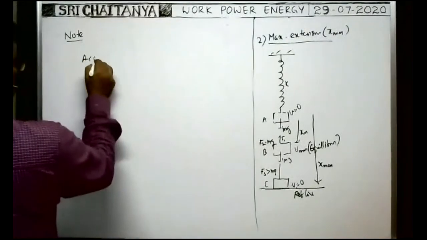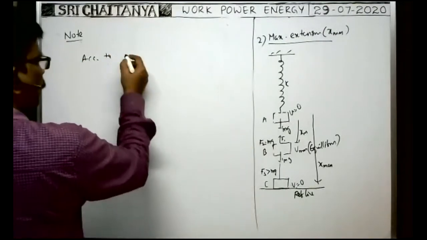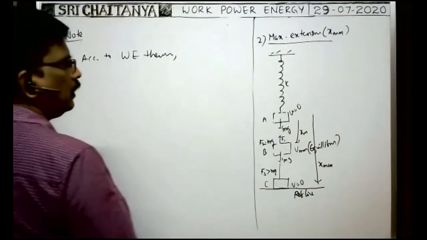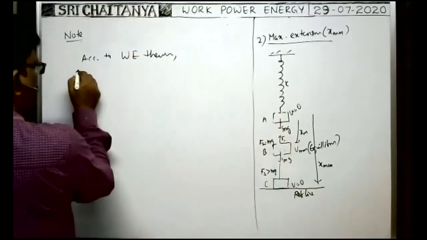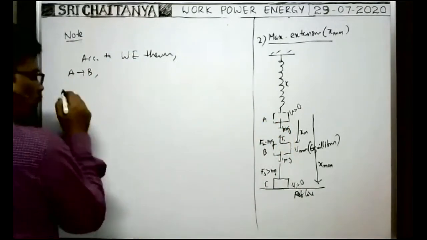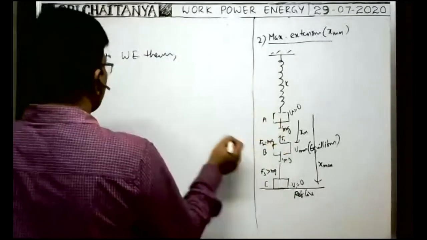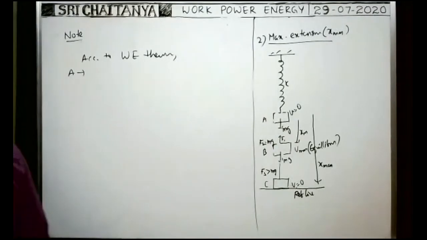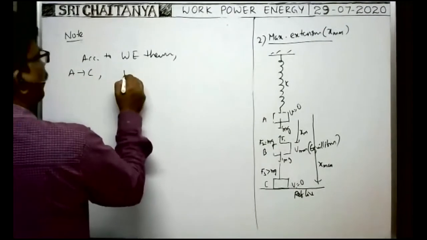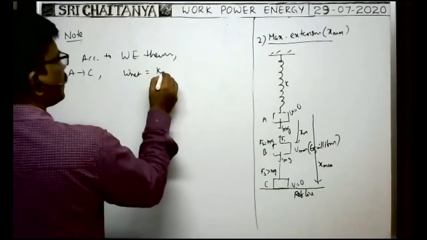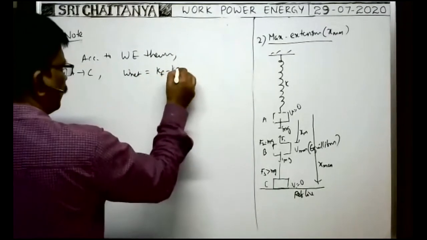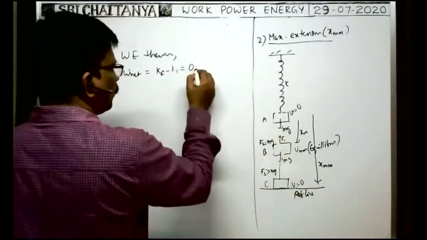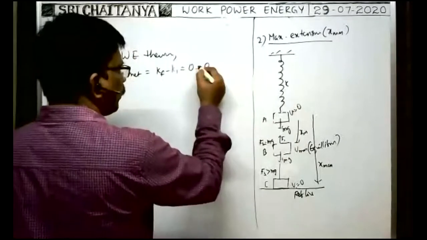Of course, we can apply the conservation of energy principle or work energy theorem. According to work energy theorem, whenever the block comes from A to C, net work done is equal to change in kinetic energy, final kinetic energy minus initial kinetic energy. Final kinetic energy is 0 because velocity of the block is 0. Initial kinetic energy is 0 because velocity of the block is 0.